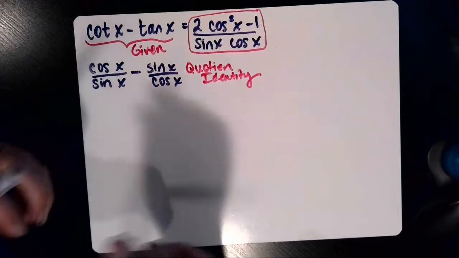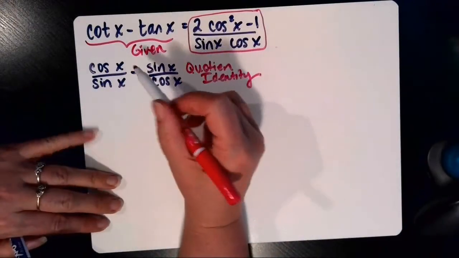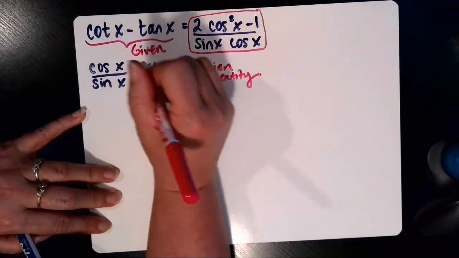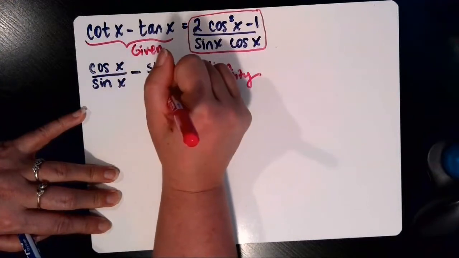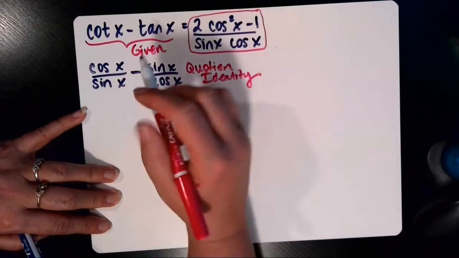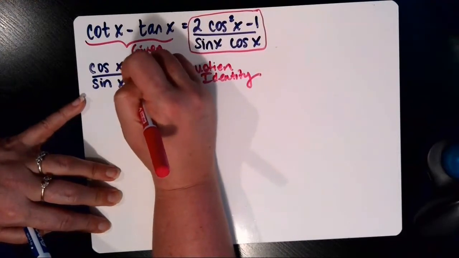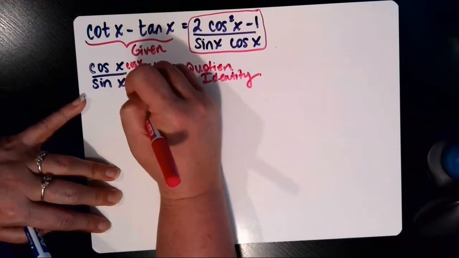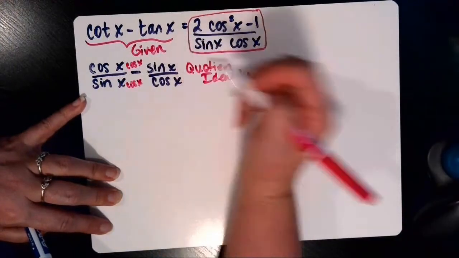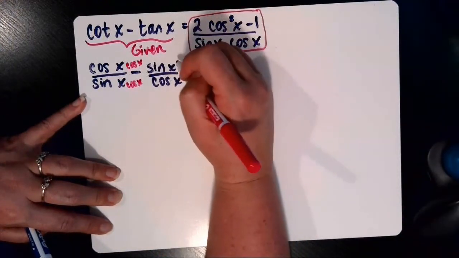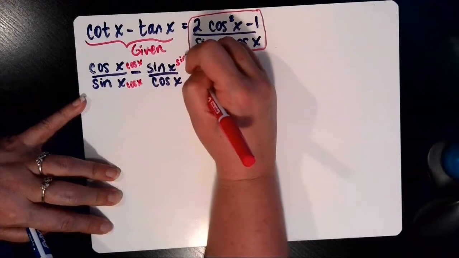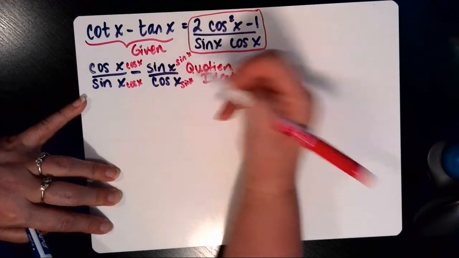Now in my next step, I'm going to find a least common denominator, and I need that LCD to be sine x, cosine x. So this first fraction, I'm going to multiply the numerator and denominator by cosine of x. And then the second fraction, I'm going to multiply the numerator and the denominator by sine of x.